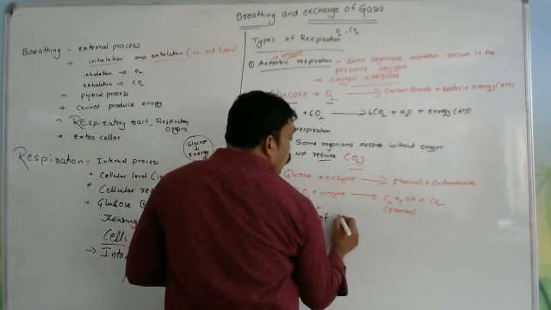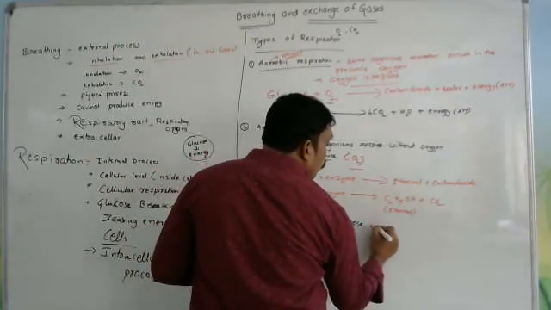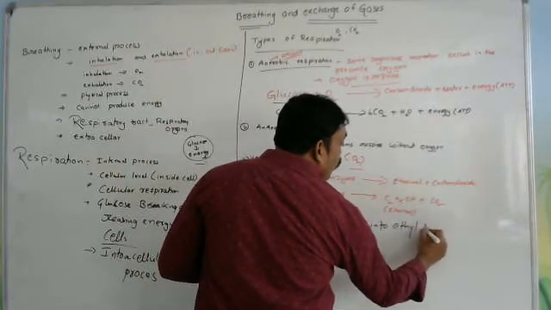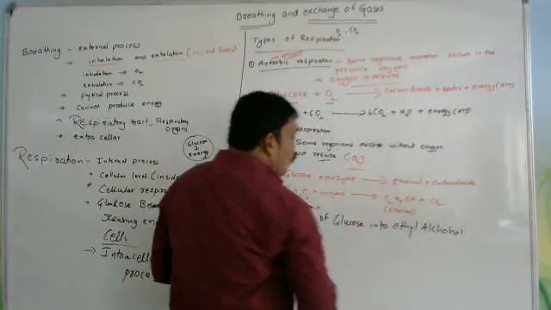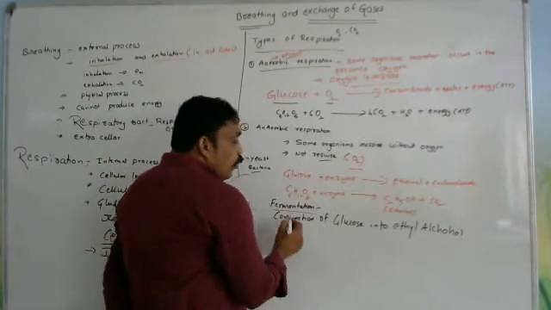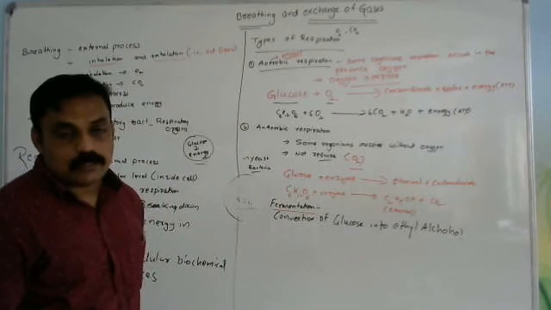Conversion of glucose into ethyl alcohol. Conversion of glucose into ethyl alcohol is called fermentation. Fermentation is nothing but an anaerobic respiration process.